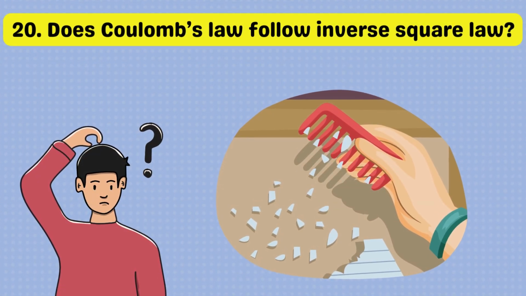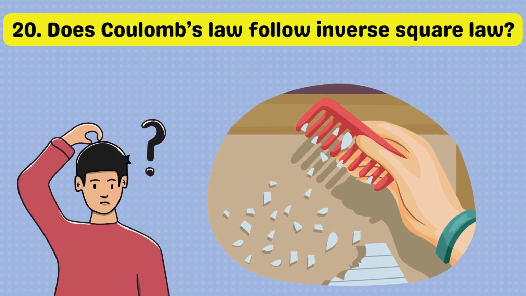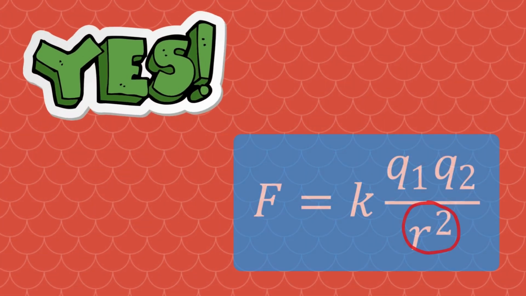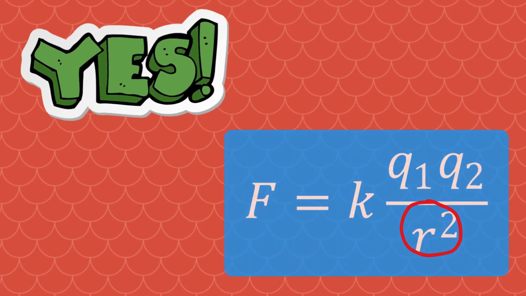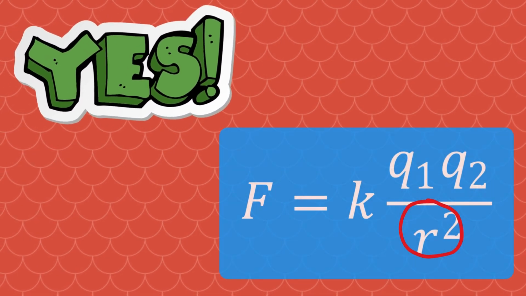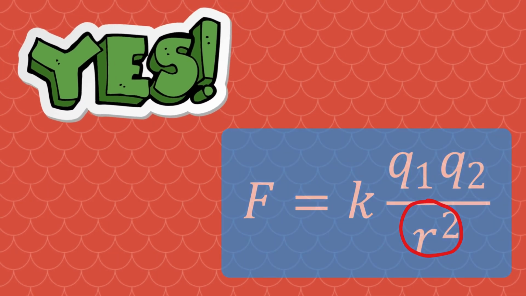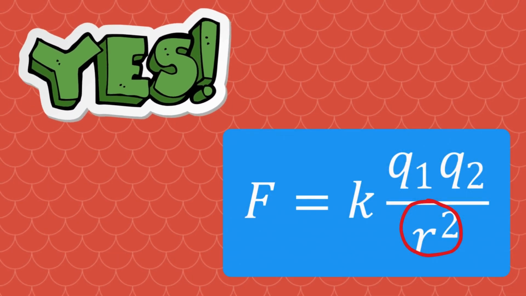Question 20. Does Coulomb's law follow the inverse square law? Yes. F equals K Q1 Q2 divided by R squared. The 1 over R squared part shows that Coulomb's law follows the inverse square law.